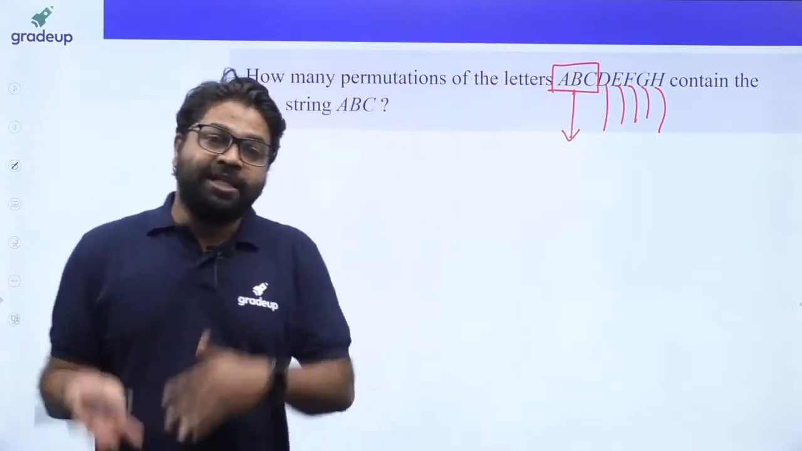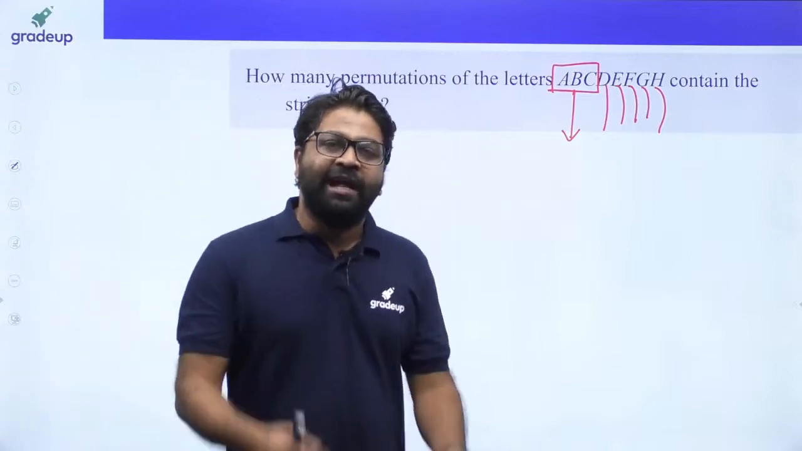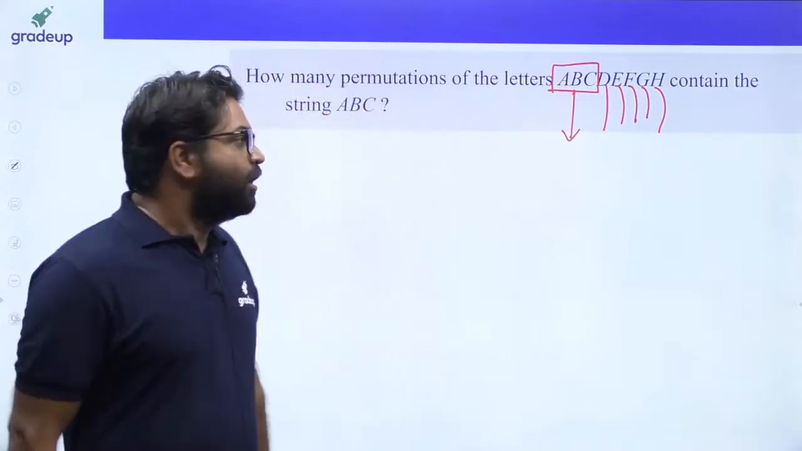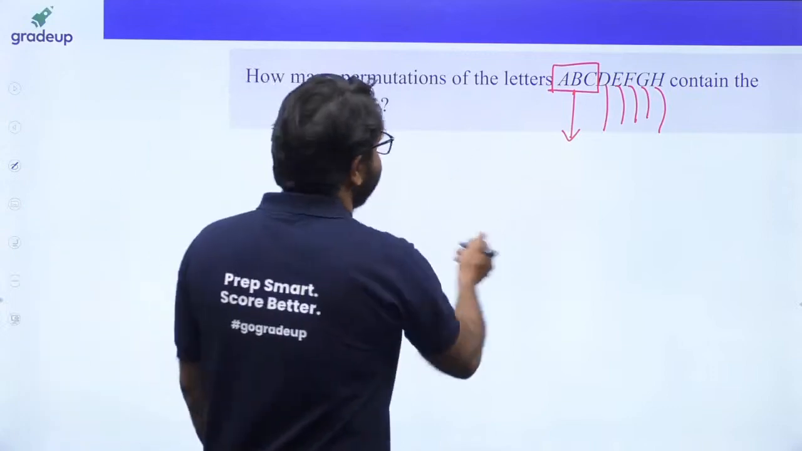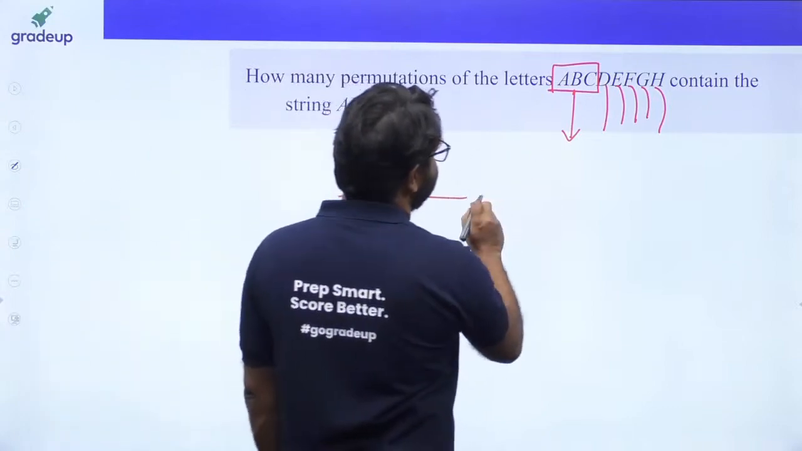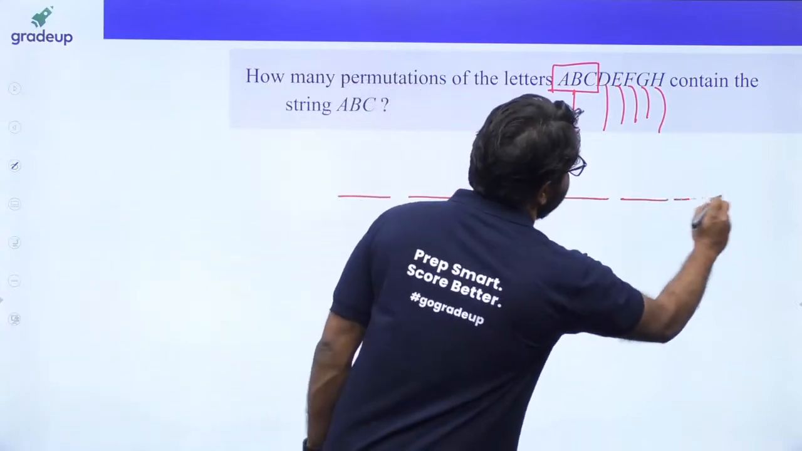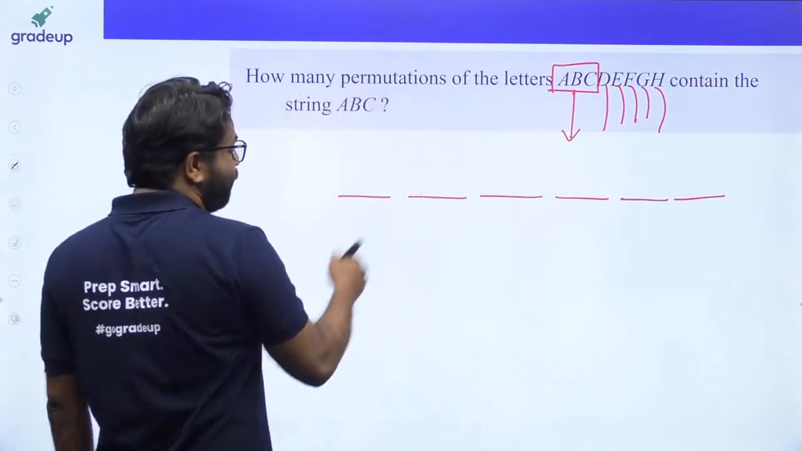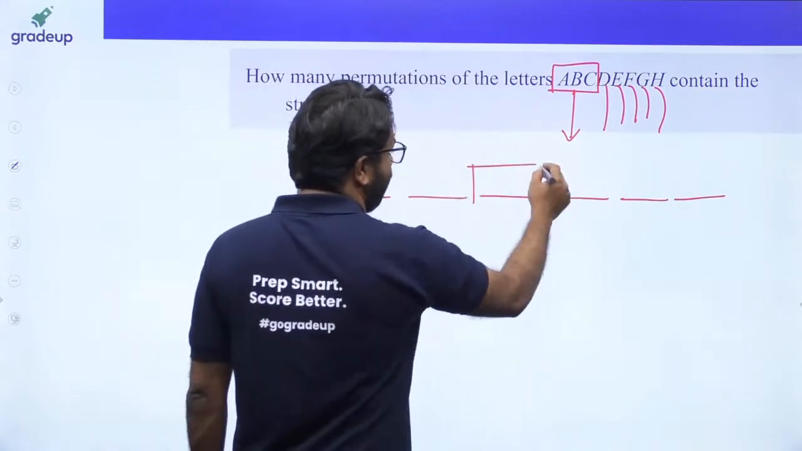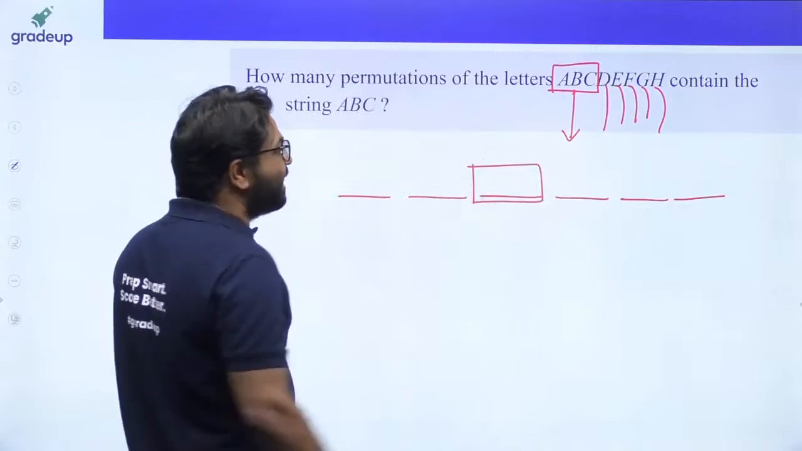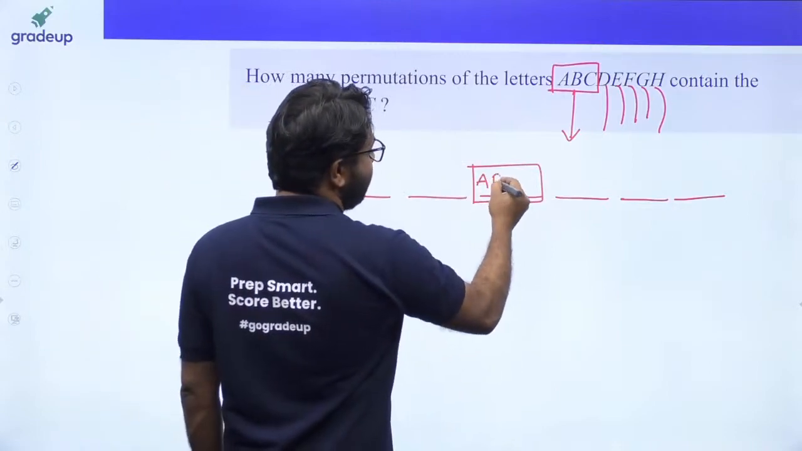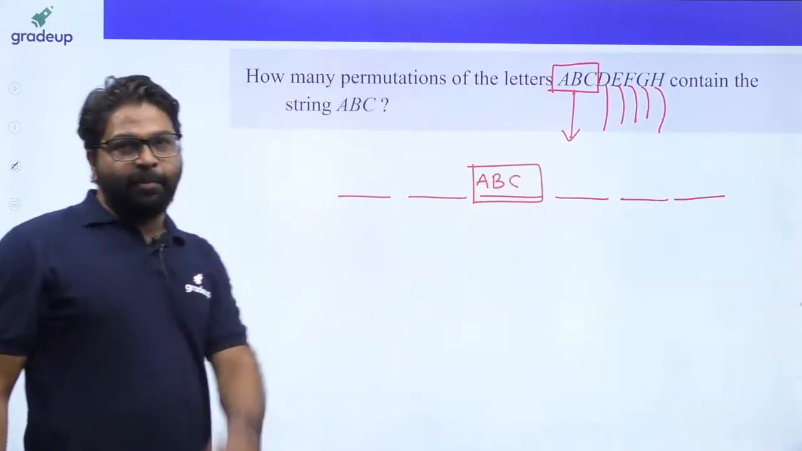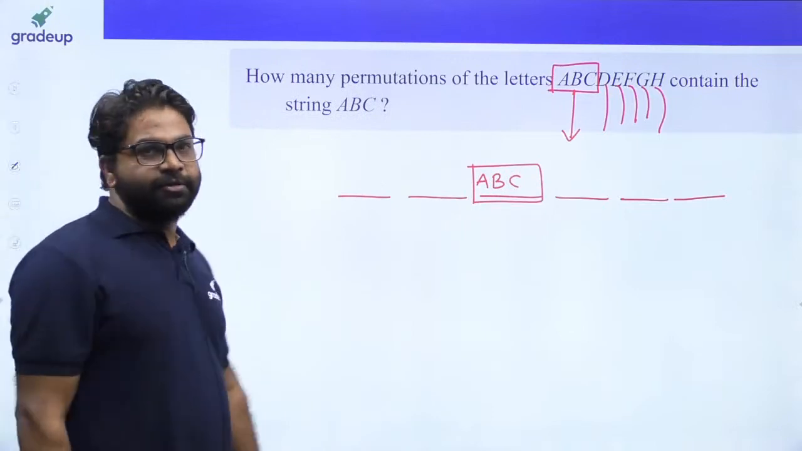When your objects and places are both the same, you will get n factorial. That is the concept of a permutation. So how many elements do we have? This is the 1st place, 2nd place, 3rd place, 4th place, 5th place and 6th place. What their condition demands is that ABC should be in one particular block. Then only you can solve this particular question.